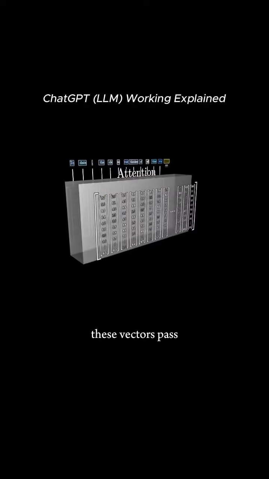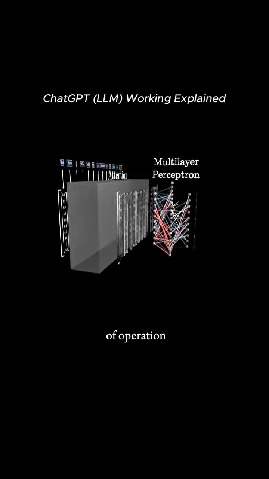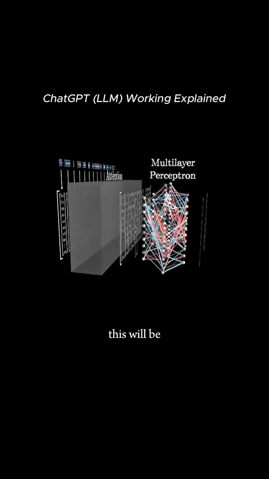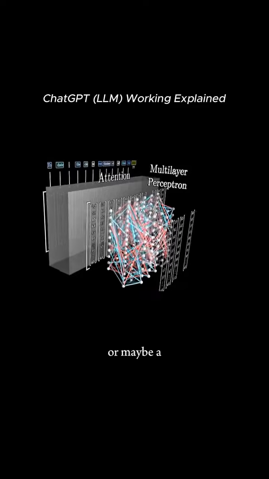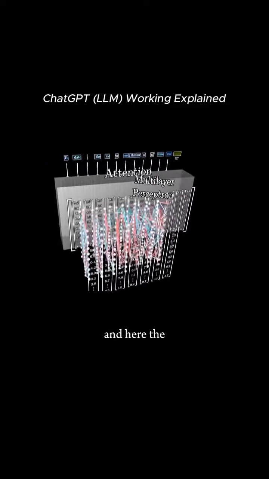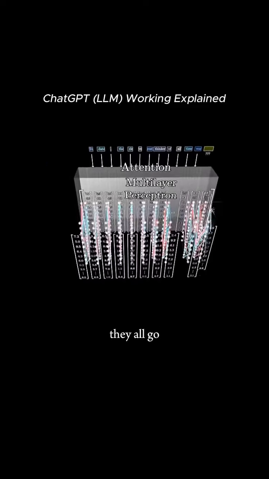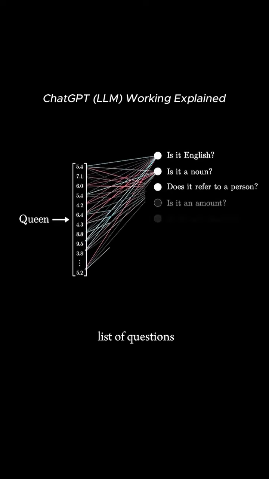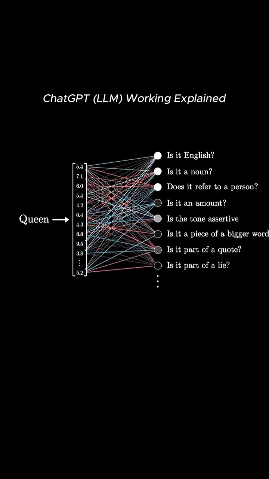After that, these vectors pass through a different kind of operation, and depending on the source that you're reading, this will be referred to as a multi-layer perceptron or maybe a feed-forward layer. And here, the vectors don't talk to each other. They all go through the same operation in parallel. The step is a little bit like asking a long list of questions about each vector, and then updating them based on the answers to those questions.